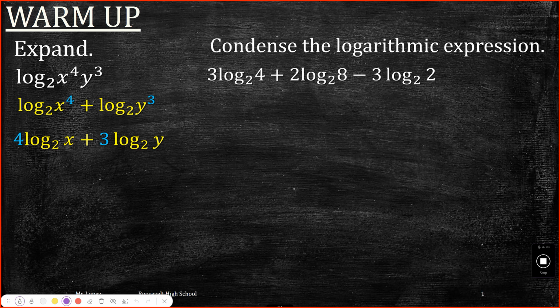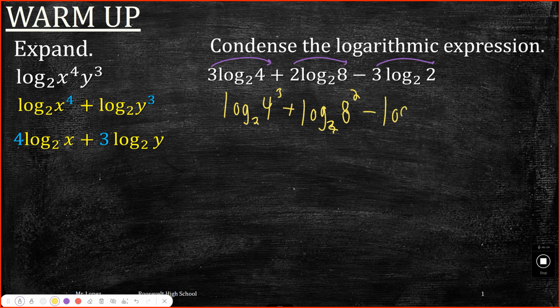Condense the log expression. So we're going to go backwards. We're going to go ahead and bring it up to the top. So this is log base 2, 4 to the third, plus log base 2, 8 squared, minus log base 2, 2 to the third.